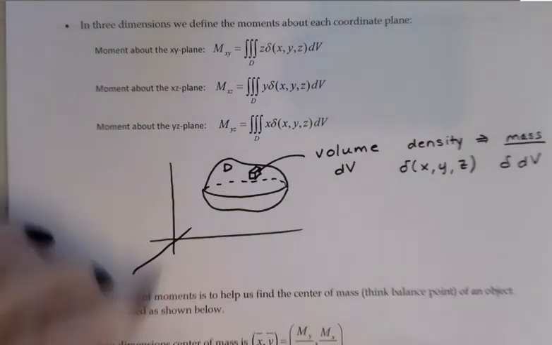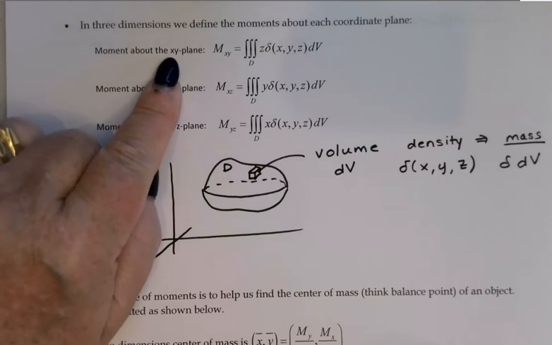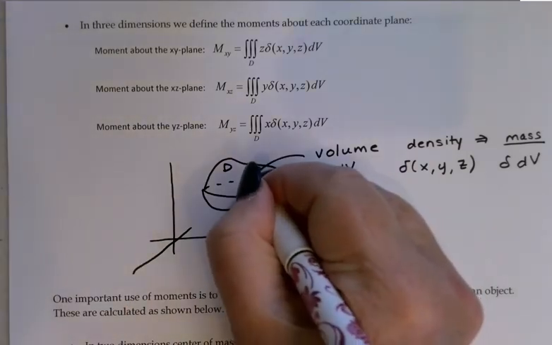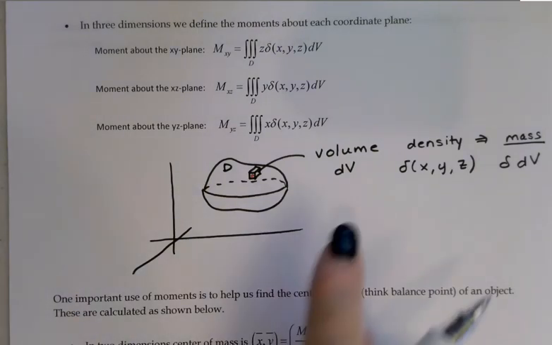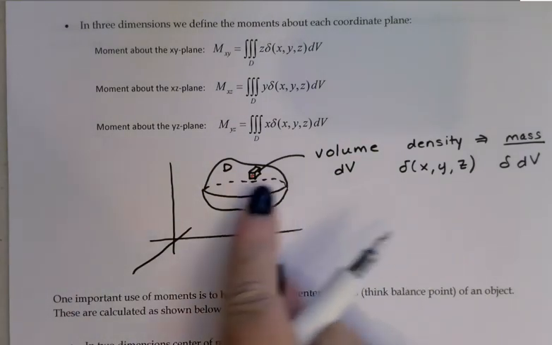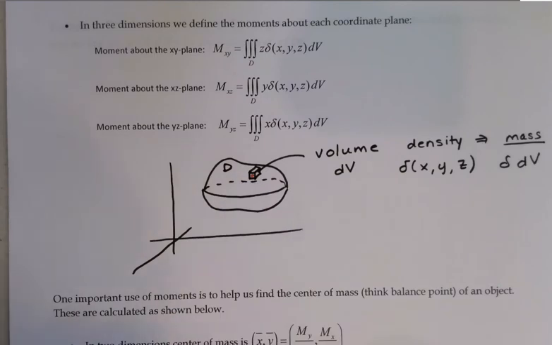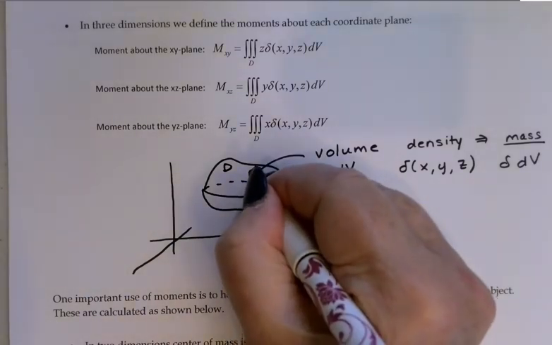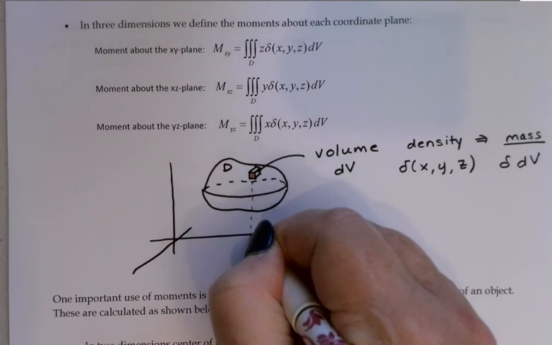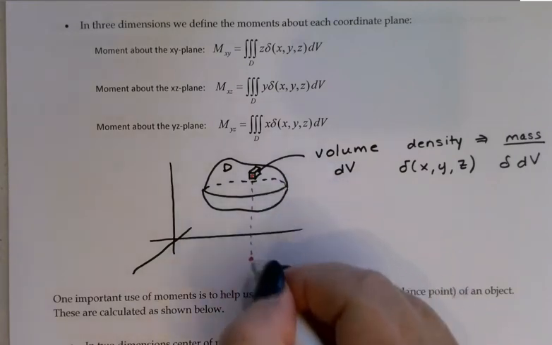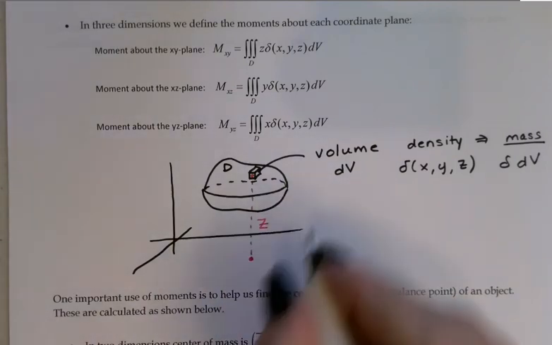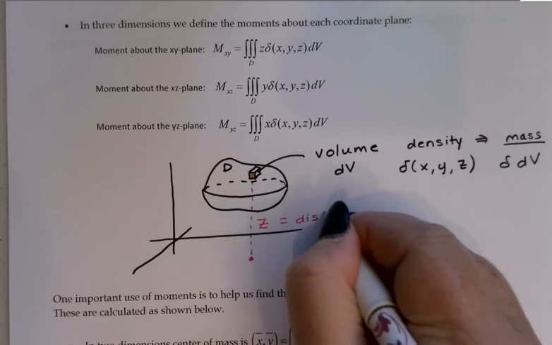If I want the moment about the xy plane, I need to think about some arbitrary point inside that little chunk of volume. Again, we're going to shrink it infinitesimally small, so it'll shrink down to one point anyway. And think about the distance from that point down here to the xy plane. That's going to be a height or a z value. So z is going to be our distance.